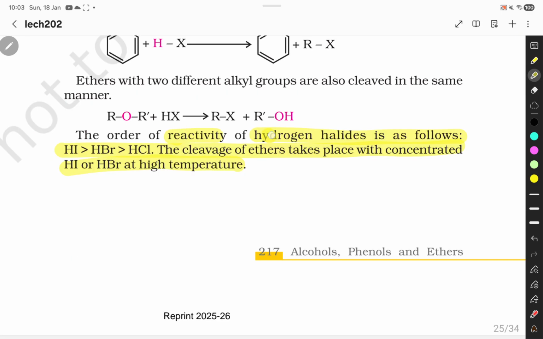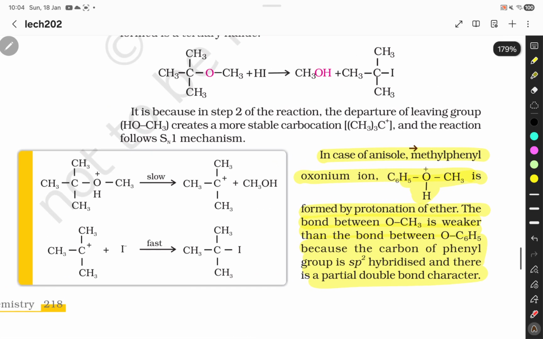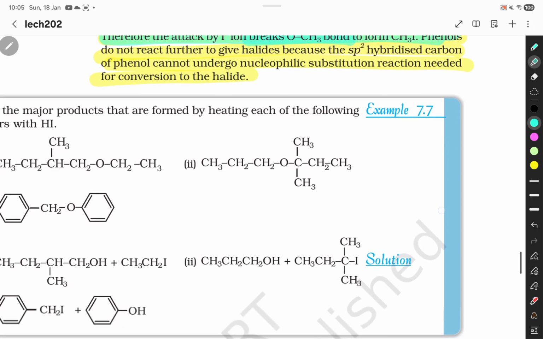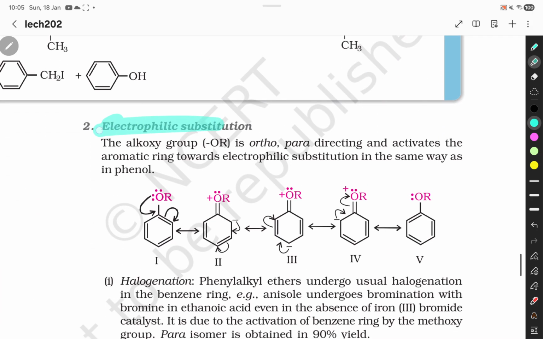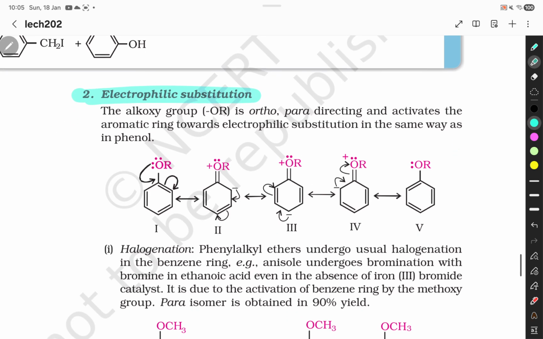The order of reactivity of hydrogen halides is HI, HBr, HCl. HI at high temperature causes cleavage of ethers. They have given a funny name for anisole, meaning the ion formed: methyl phenyl oxonium ion. This can come in assertion reasoning. And therefore, the attack, yeah, so everything else is normal according to your normal Williamson ether synthesis, right?